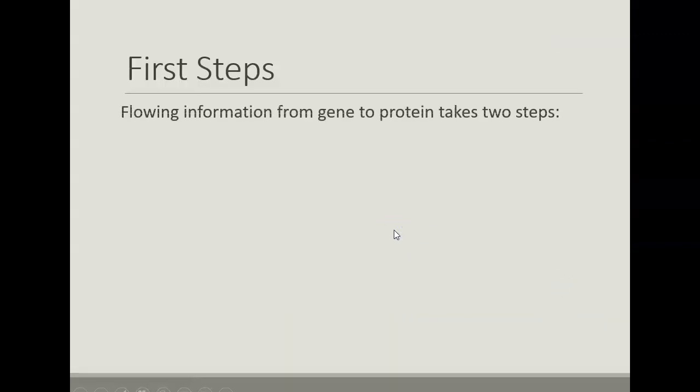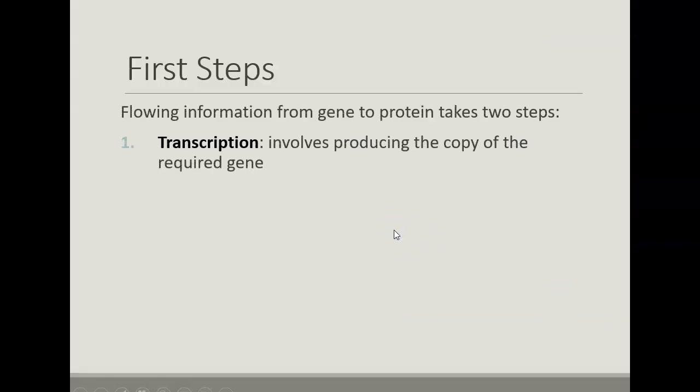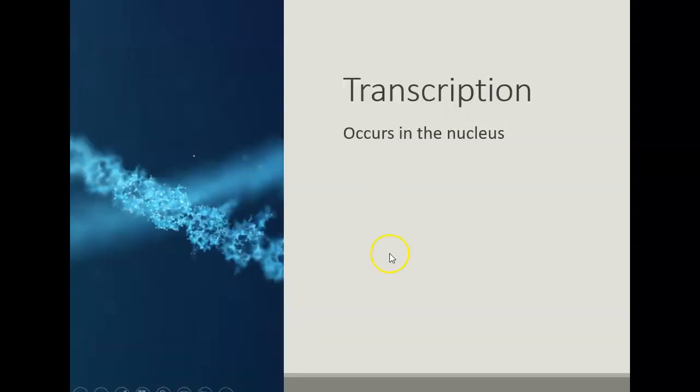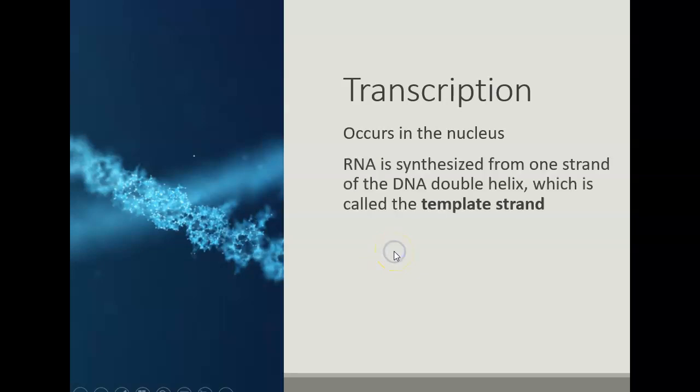All right, here's our first steps. So again, we have to go through transcription and translation. Transcription is producing a copy of the gene. Translation is decoding the copied RNA and turning it into an actual product. So let's talk about transcription first.